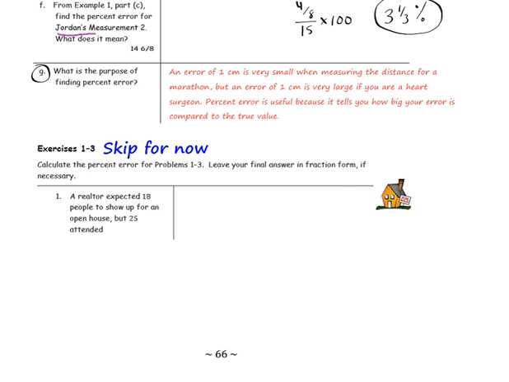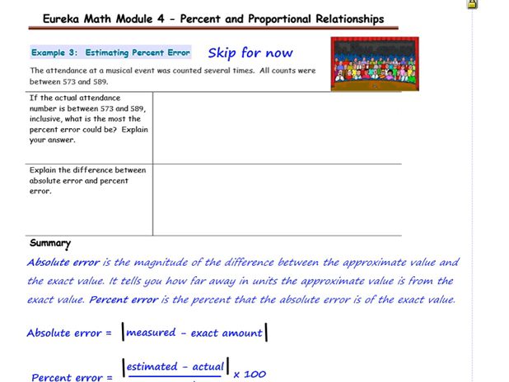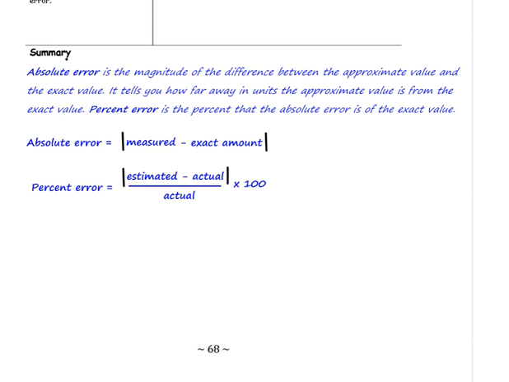All right, we're going to go ahead now and we'll just keep going all the way to the summary. Now in the summary, the absolute error is the magnitude of the difference, so it's a number value between the approximate value and the exact value. Remember that the approximate value could be a measured value or it could be an estimated value, and the exact value. It tells you how far away in units the approximate value is from the exact value.